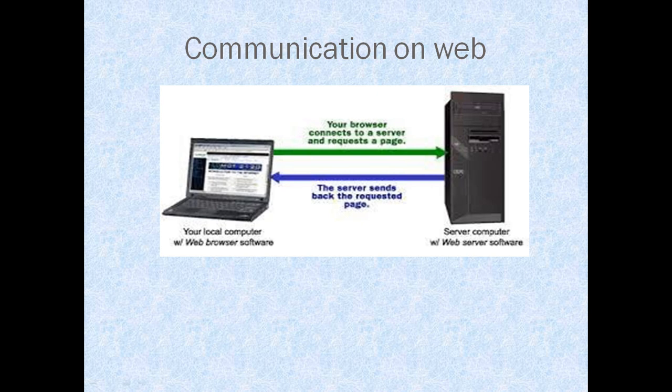So here the client requests the server by connecting to the server. The server sends back the requested page. You will have a centralized server software available at the server side, and this is accessible by multiple clients. The single server machine is accessed by multiple clients. For example, Google is a server, Yahoo is another server, etc.